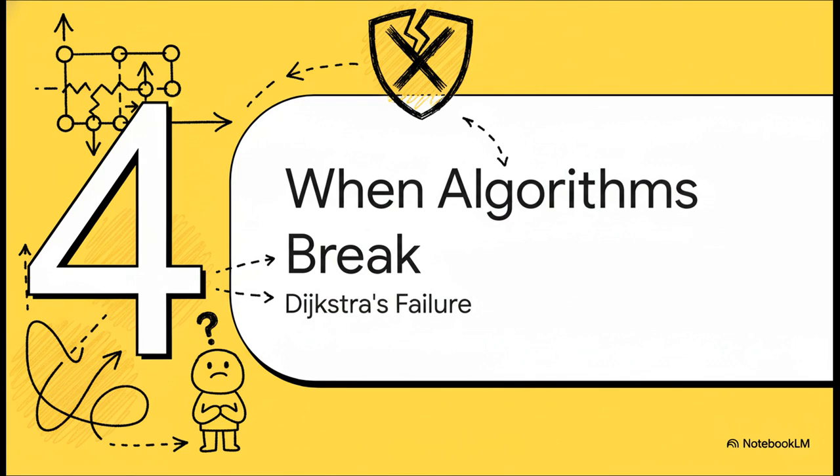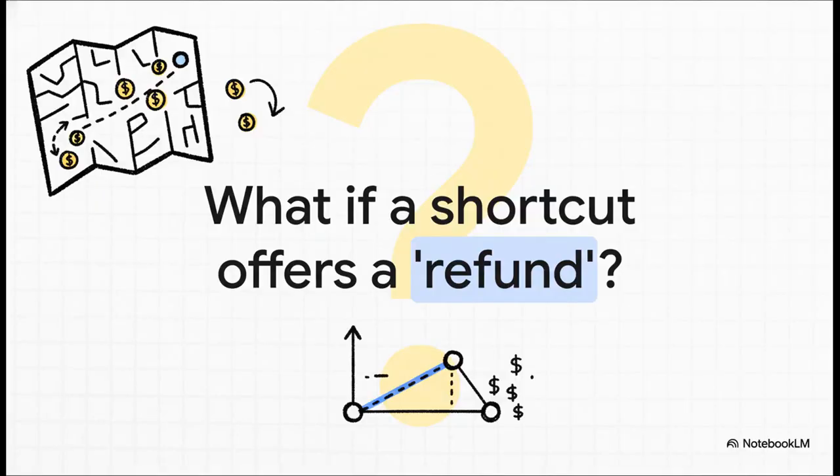Let's look at why a famous algorithm like Dijkstra's completely falls apart when it runs into something weird, like a negative cost. Imagine you're planning a trip, right? You use an app and it finds the cheapest route. But then a friend tells you about this bizarre shortcut that doesn't just get you there, it somehow pays you to take it, like a refund. That's exactly what a negative edge in a graph is.